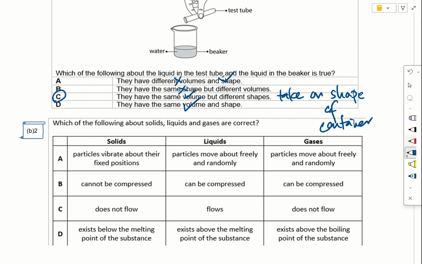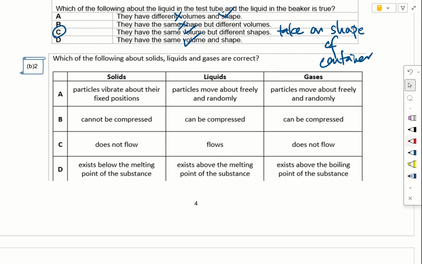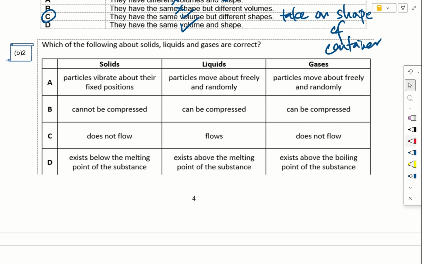Okay, then B2, which of the following about solid, liquid, and gases are correct? Let's look at option A. Particles vibrate about their fixed position. True. Liquids move about freely and randomly. Not true, this is for gas. So A is not correct.